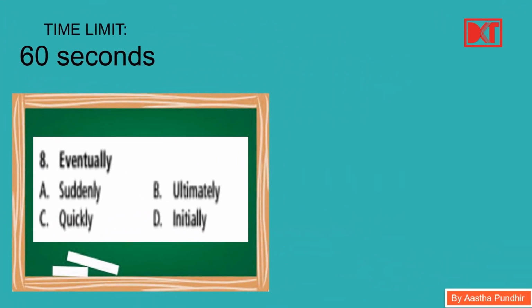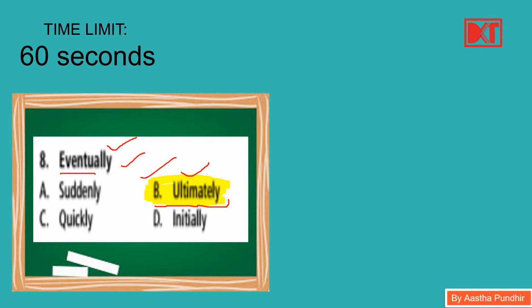Okay, so here the word is eventually. The options are A. Suddenly, B. Ultimately, C. Quickly, D. Initially. Now here the synonym is ultimately. Okay, now both these, they mean something that happens finally or at the end of something. You know, events ke baad, eventually, and you know, ultimately, finally end mein kya hua. Ultimately, this happened, eventually, that happened.